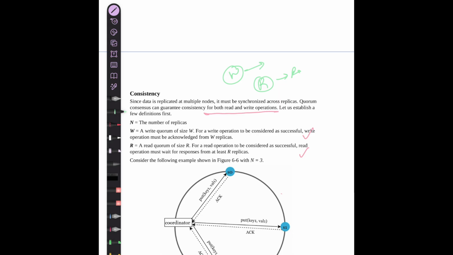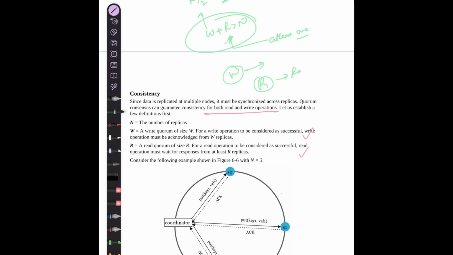But usually when we talk about a strongly consistent system, they make sure that W plus R is greater than N. Why does this happen? Because if this is the case, then there would be at least one common node that has the latest data. Why? Because if you consider the case, if W plus R is greater than N, both values would be greater than N by 2. Not both, at least one value would be greater than N by 2.